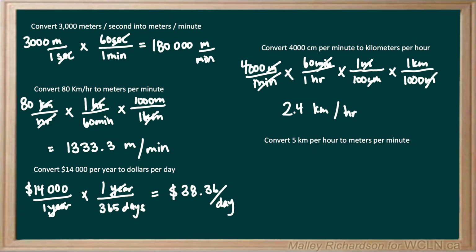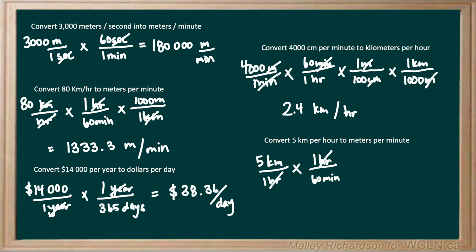Our last question wants us to convert 5 kilometers per hour into meters per minute. So the first thing we want to do is write out what we want to convert, which is 5 kilometers per 1 hour. We need to change kilometers into meters and hours into minutes. So let's first change hours into minutes. Again, we know there are 60 minutes in 1 hour, so multiply this by 1 hour divided by 60 minutes. The units of hours cancel out, and we're left with kilometers per minute.